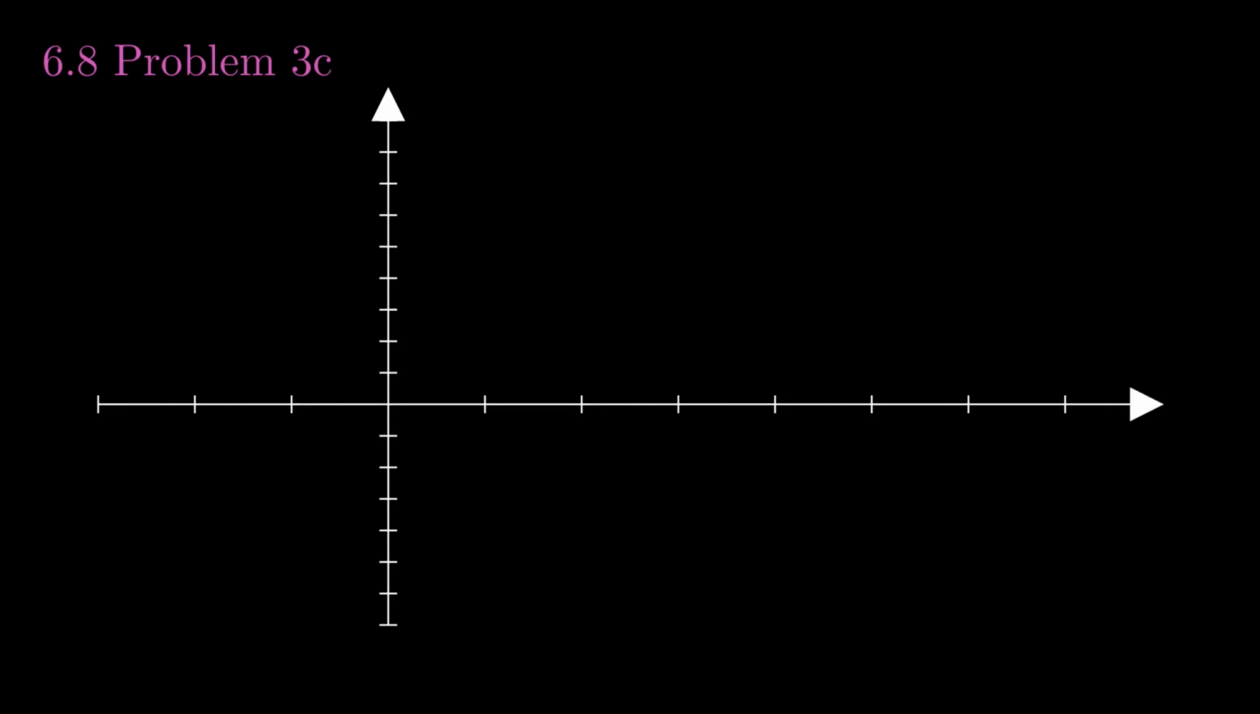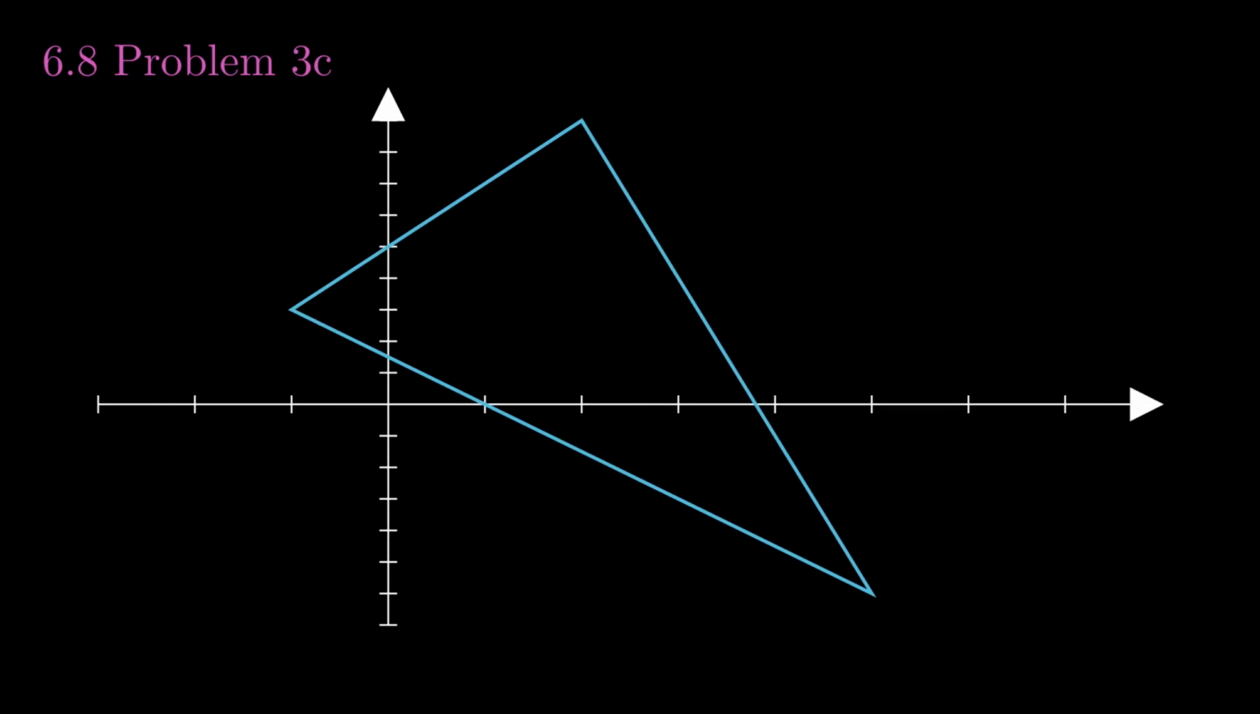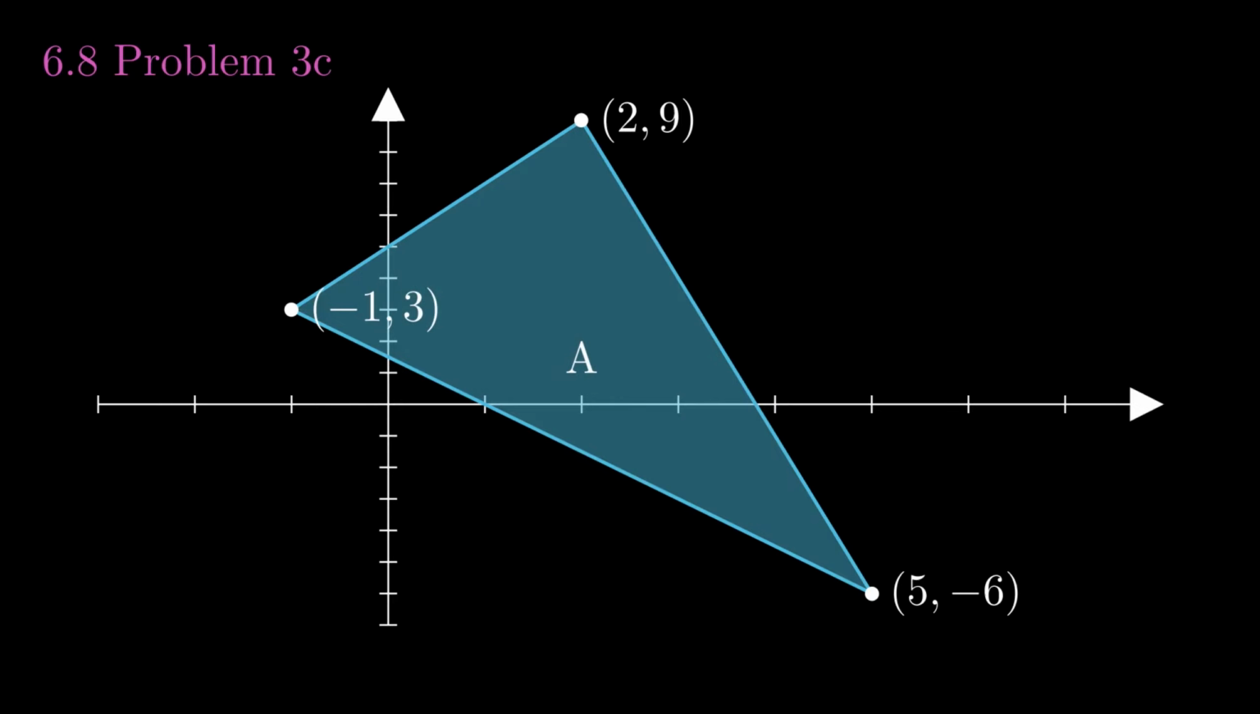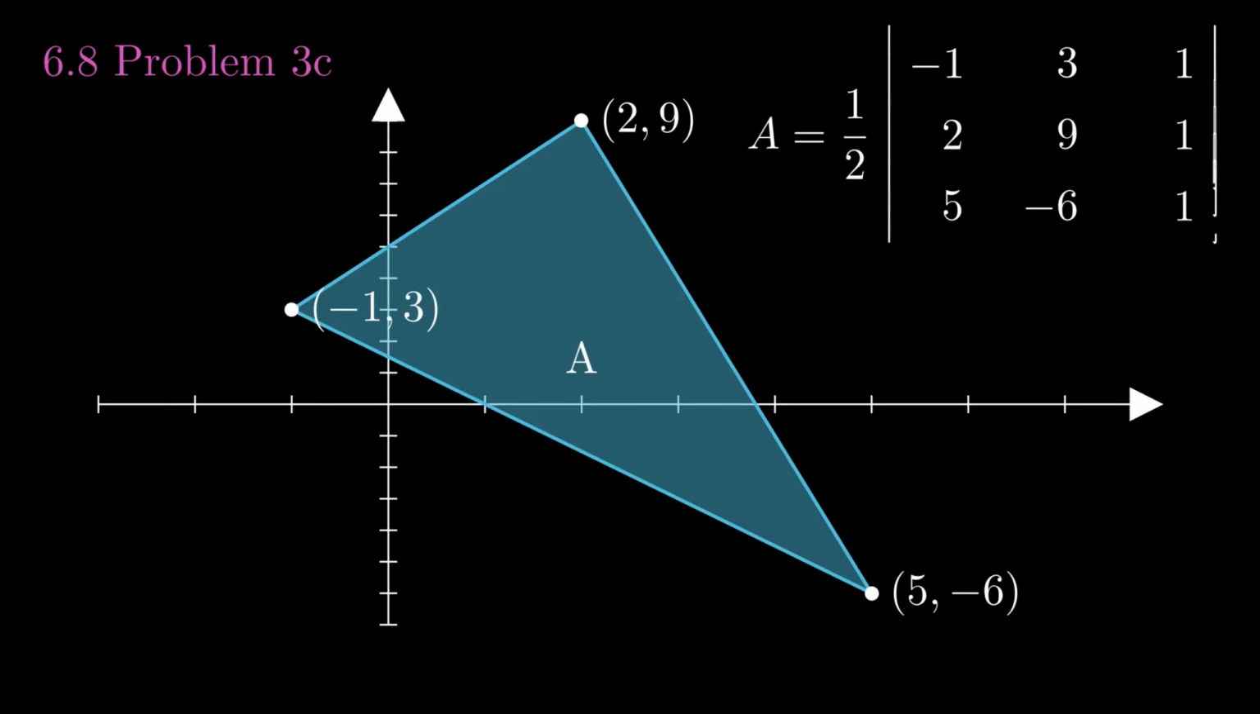Another fun application of determinants is that you can use them to find the area of polygons. Here's a triangle with points negative 1, 3, 2, 9, and 5, negative 6. The area of this triangle is equal to 1/2 times the determinant of the 3 by 3 matrix composed of the points. And we fill the last column with 1s to make it a square.